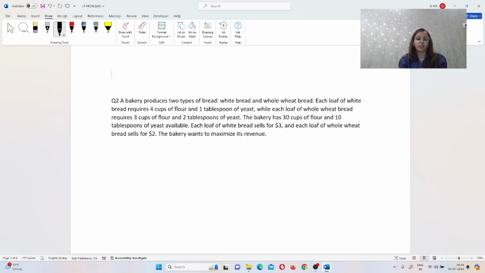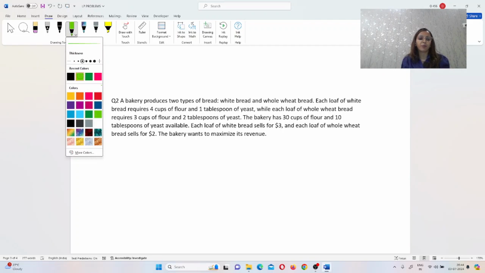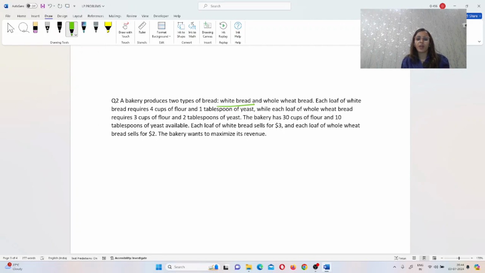A bakery produces two types of bread: one is white bread and one is whole white bread. That means you have two products. I'm just changing the color so that it may be more visible to you. One is your white bread and another one is your whole white bread. Right. Now each loaf of white bread consists of 4 cups of flour and 1 tablespoon of yeast. And each loaf of whole white bread requires 3 cups of flour and 2 tablespoons of yeast.